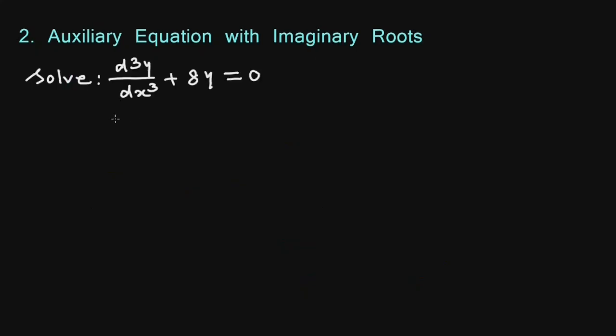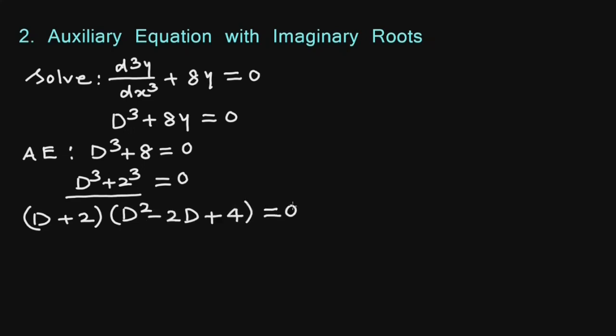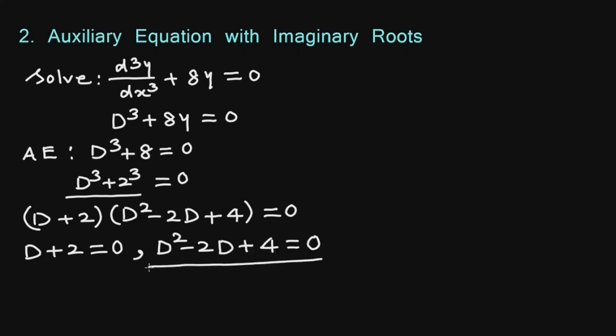Solve in terms of D. Its auxiliary equation is D cube plus 8 equals 0. This is a sum of two cubes which can be factorized as (D plus 2) into (D square minus 2D plus 4) equals 0. D plus 2 equals 0. D square minus 2D plus 4 equals 0. This is a quadratic equation in D. We will solve it by the formula method.